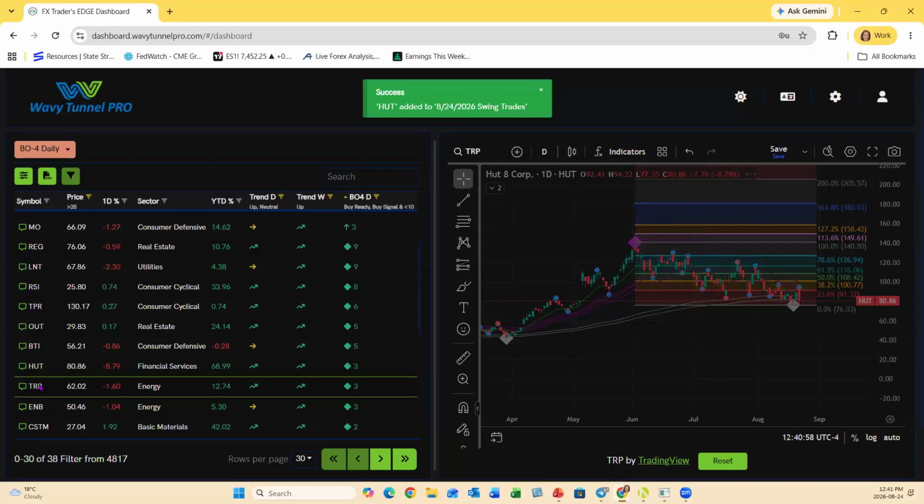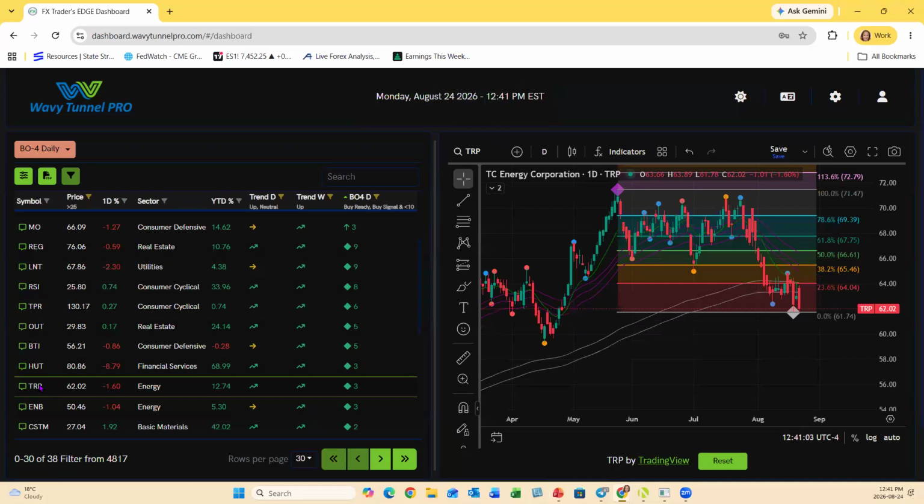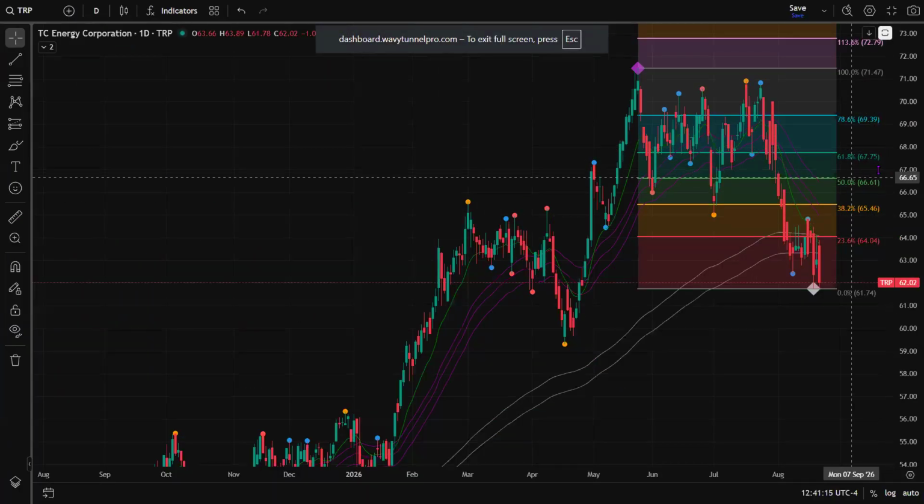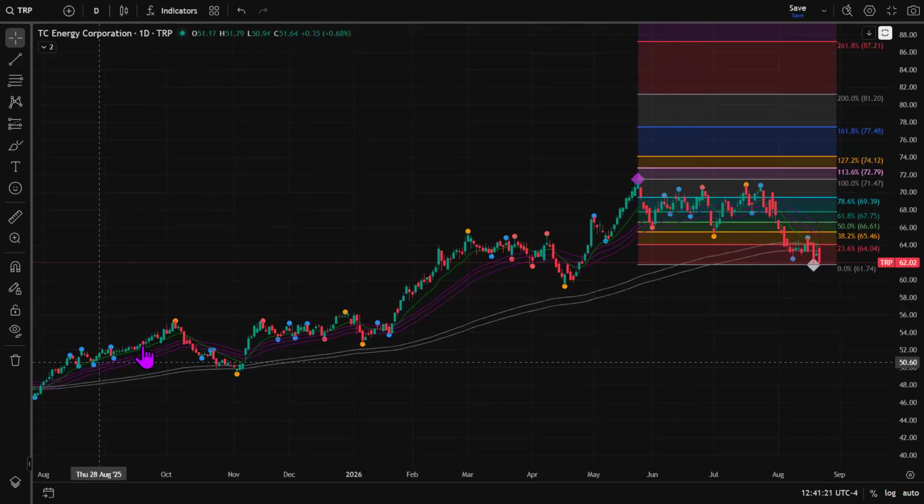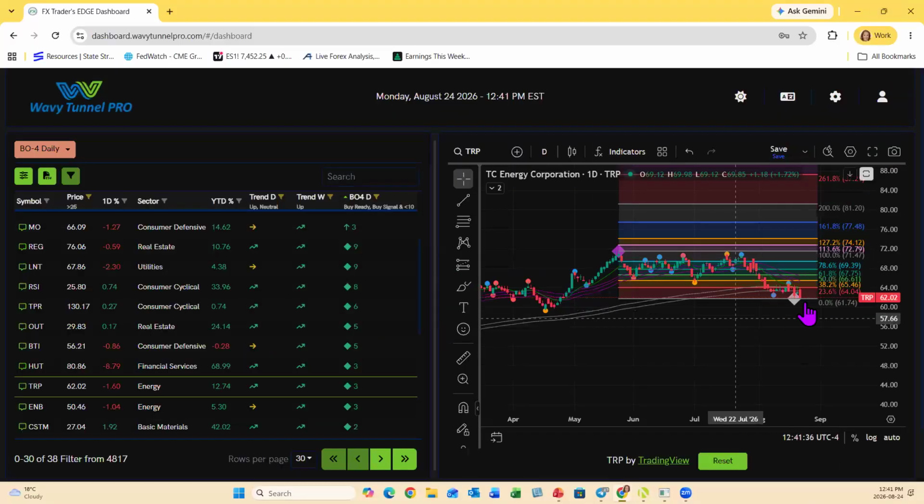Okay. TC Energy. Yeah, energy is a little bit fickle because we just don't know what's going on really with oil prices. Okay, but this is a very strong uptrend, and this is a really nice ABC consolidation into the tunnel. I'm going to stick this on the watch list. We might have made a new low today, but I'm not looking at the current prices.